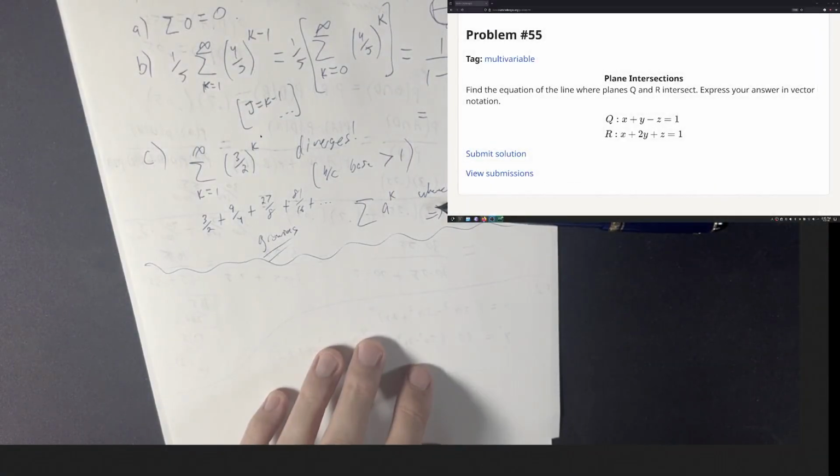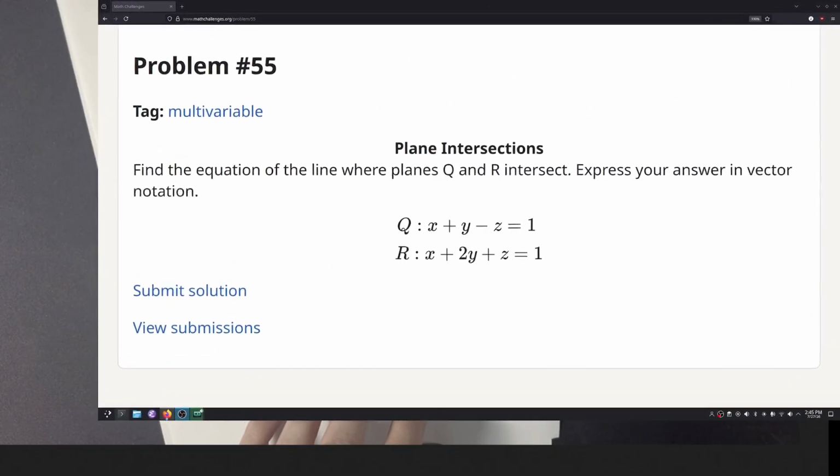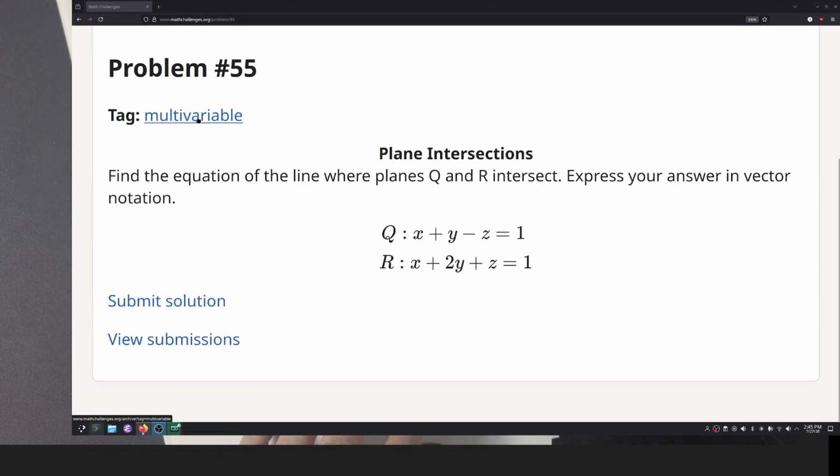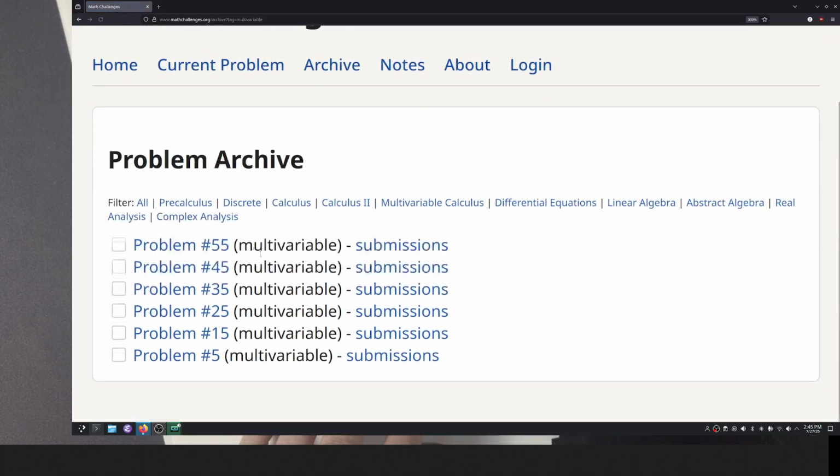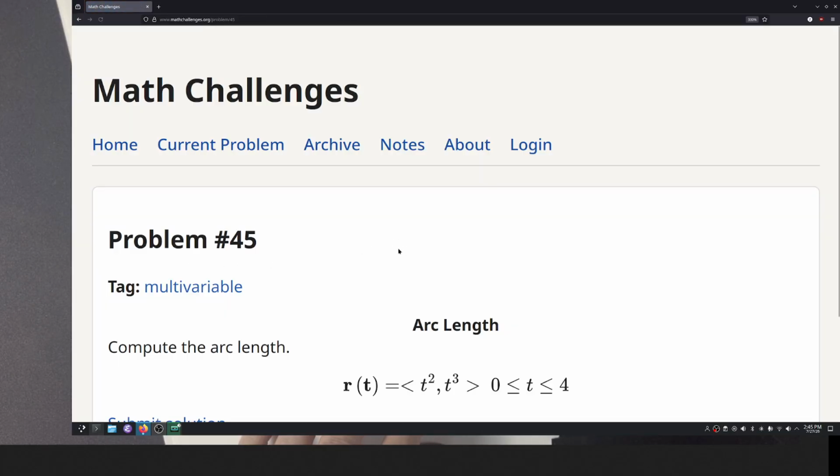All right, ladies and gentlemen. This one's not as bad as it could have been. Let me show you a previous one, here's last week's multivariable question.